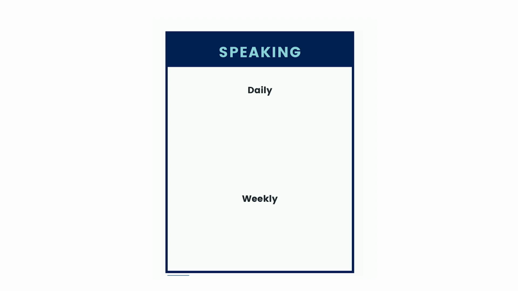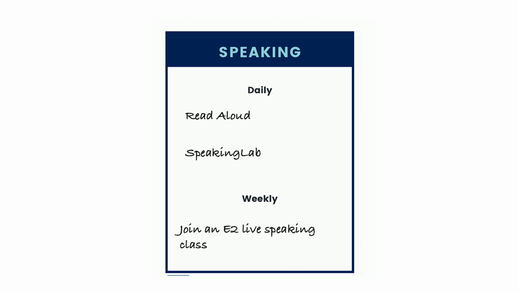Okay, let's think about setting some speaking goals on a daily basis. I think reading aloud is really critical, especially if you're living in a country where you don't speak English on a daily basis. Think about signing up to Speaking Lab on e2school.com to improve your pronunciation, the core sounds, the consonants, the vowels, the consonant clusters. Now, if you want to learn about the speaking criteria, you should join the E2 Language Live speaking classes because we go through it with you.